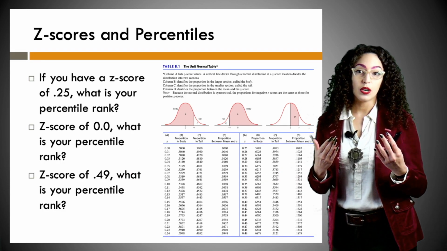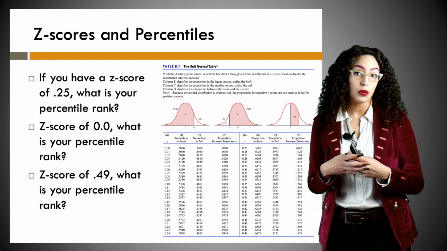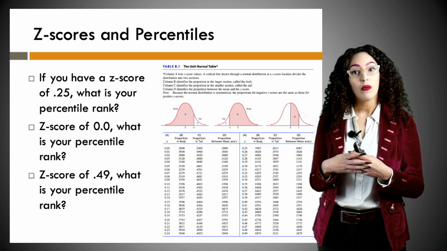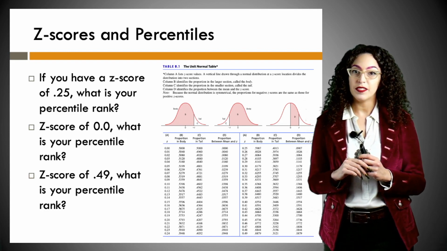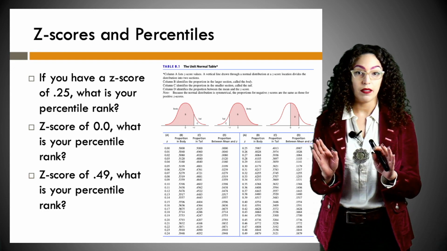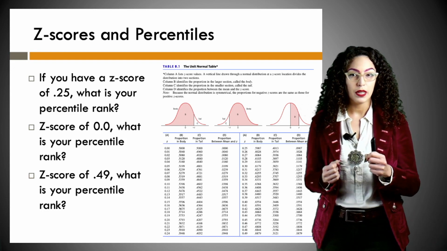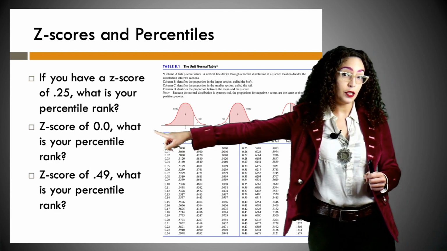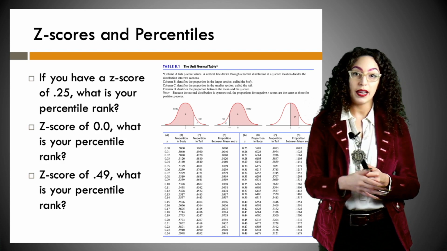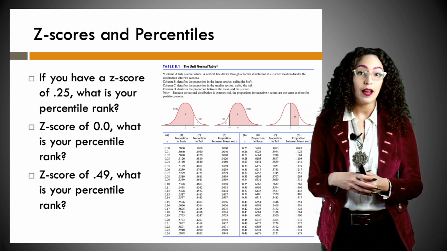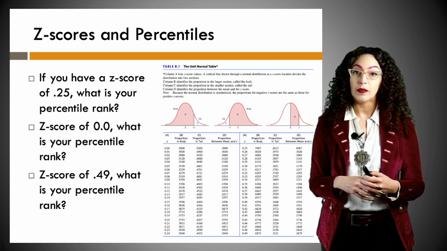Now, if you have a z-score of 0.25, what is your percentile rank? Or a z-score of 0.0, or a z-score of 0.49. Now, one of these is very quick, and you don't even have to look anything up. Come on, use that intuition. Which one is it? 1, 2, 3. This one! This one's actually a gimme. What is it? Well, it would be your percentile rank if you got exactly the average. If you were exactly a z-score of 0, it would just be 50th percentile.